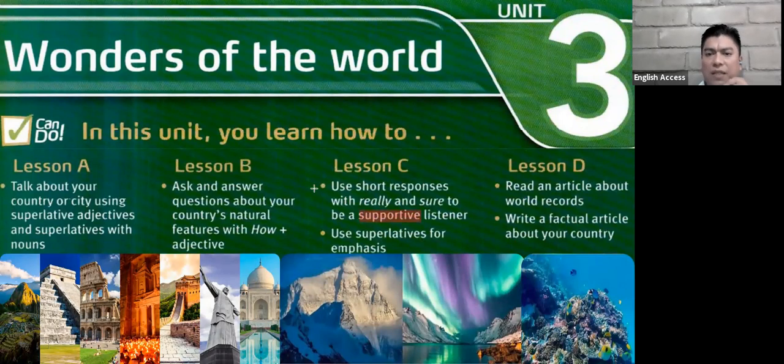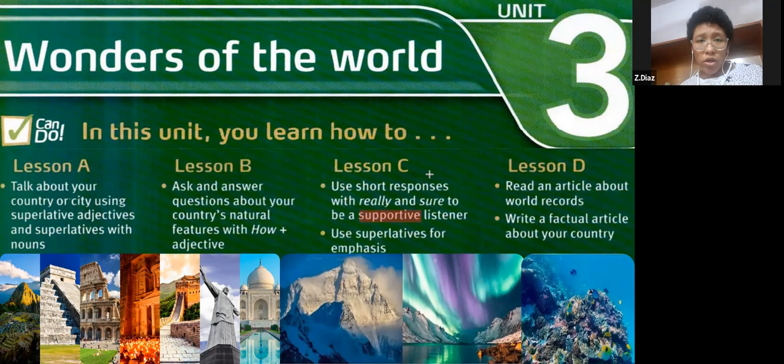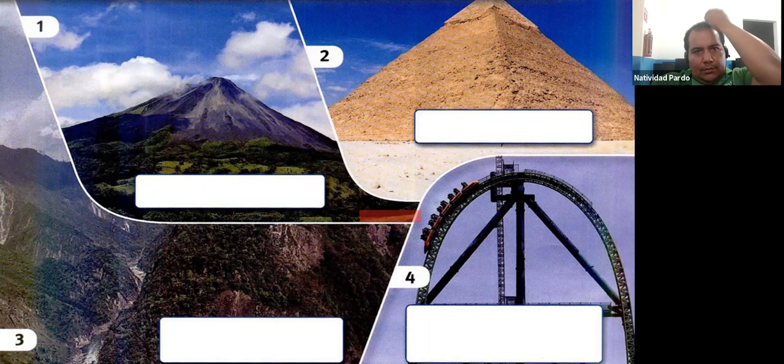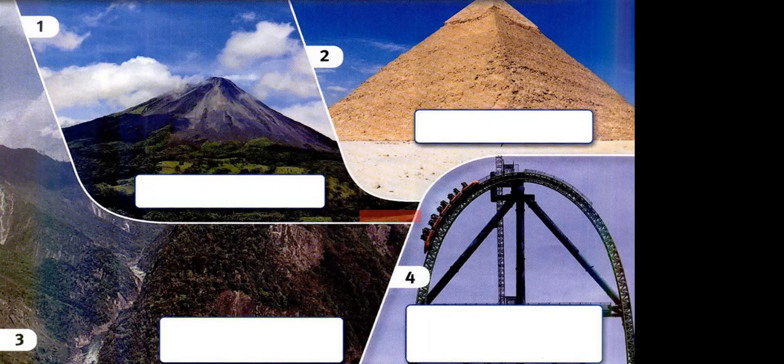And Sue, can you please read the last one? Read an article about world records. Write a factual article about your country. Thank you very much. Now, let's begin. What do you see in picture number one? A volcano. Volcano or mountain. A volcano.